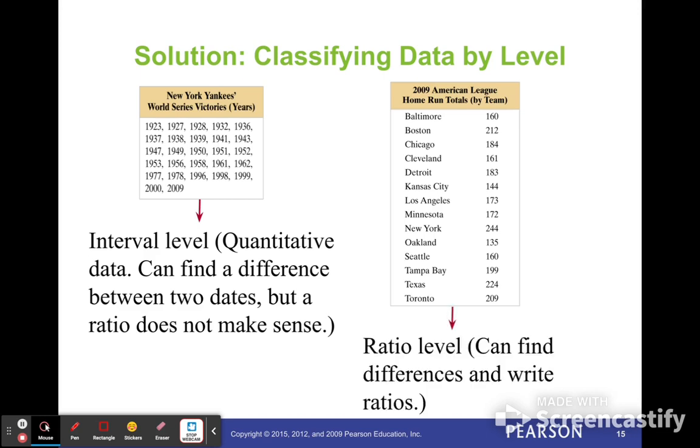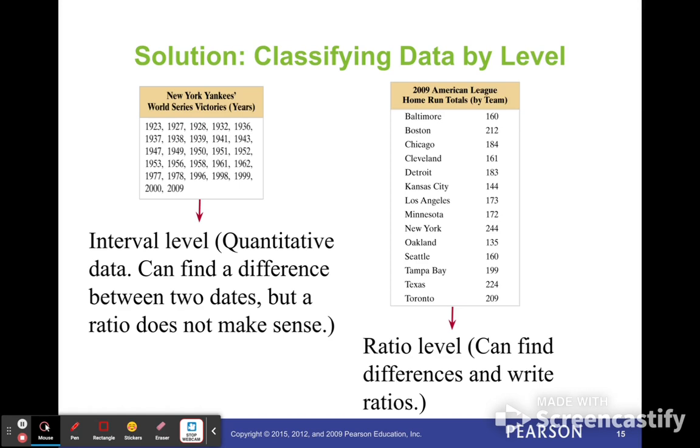So, for example, I can say that Oakland's home run total is 135. Twice of that would be almost, about, New York. Okay, so you can say that, because when you say zero home runs, you actually didn't make a home run. Do you guys understand?